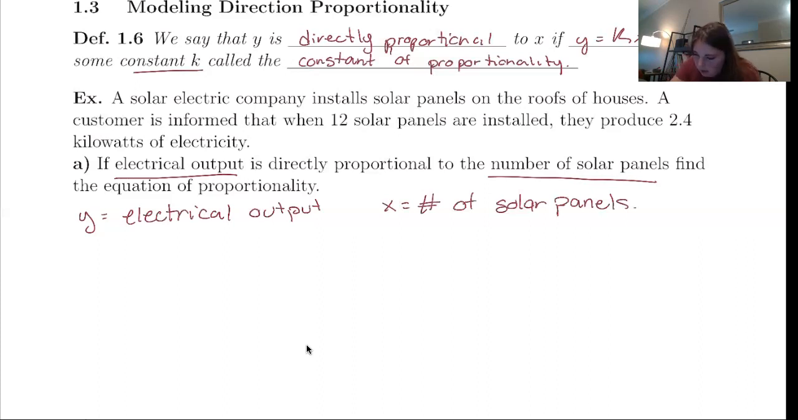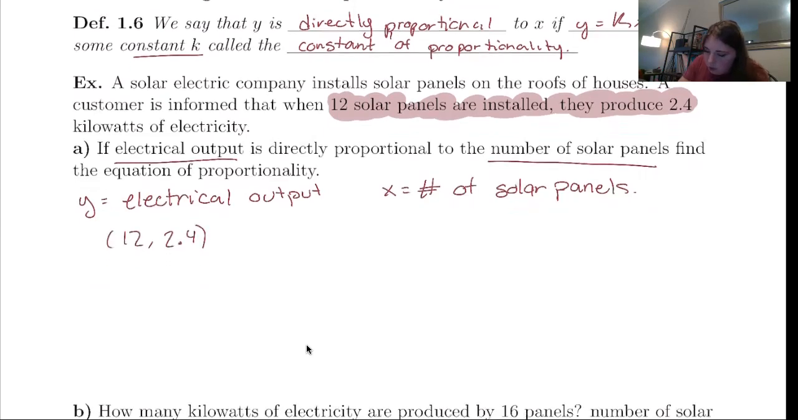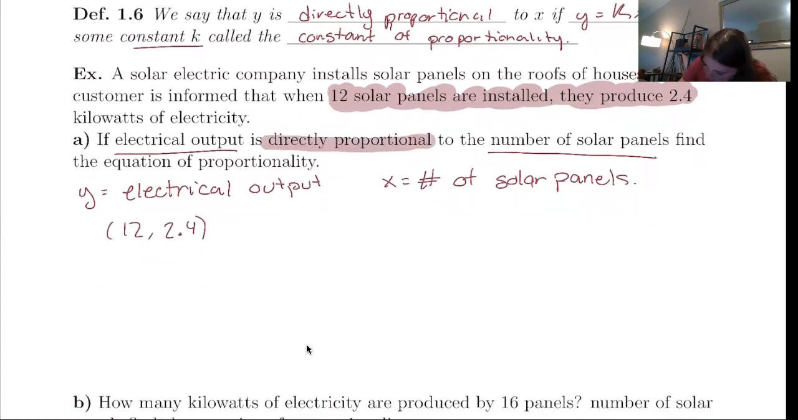Well, I'm only ever given this itty bit of information. I only know how to find the slope of a line between 2 points, and I only have one though. I'm given this point: x is solar panels, so 12, 2.4. But since I'm told that it is directly proportional, I know it's going to be y equals kx. I have an x, I have a y, that leaves me with one unknown, and that's my constant.